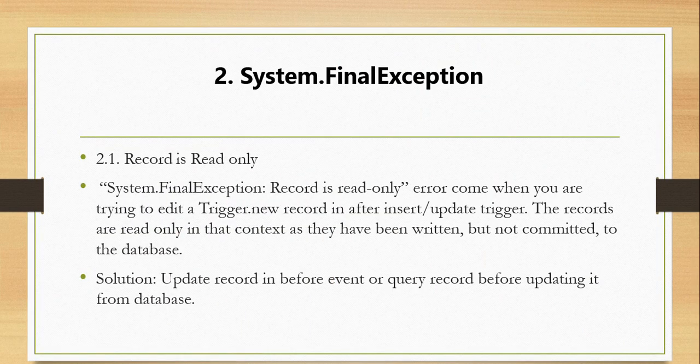System.FinalException: Record is read-only. This error comes when you are trying to edit a trigger.new record in an after insert or after update trigger. The records are read-only in that context, as they have been written but not committed to the database. So what is the solution to avoid the System.FinalException? Update the record in a before event, or query the record from the database before updating it. Then this error will not come.